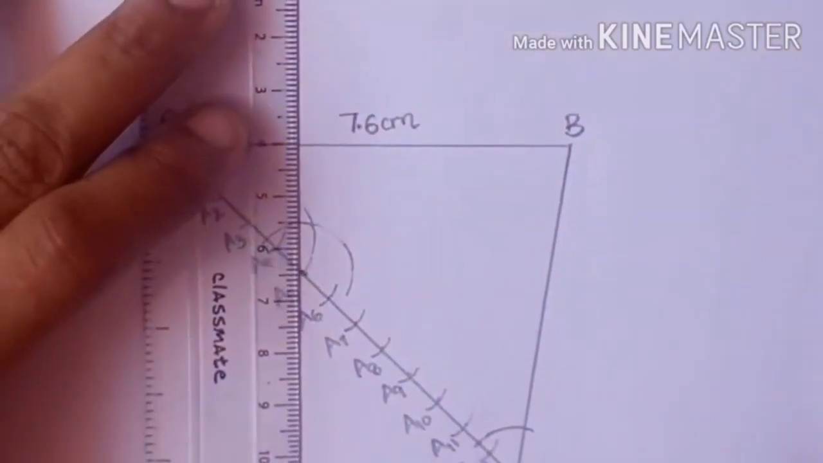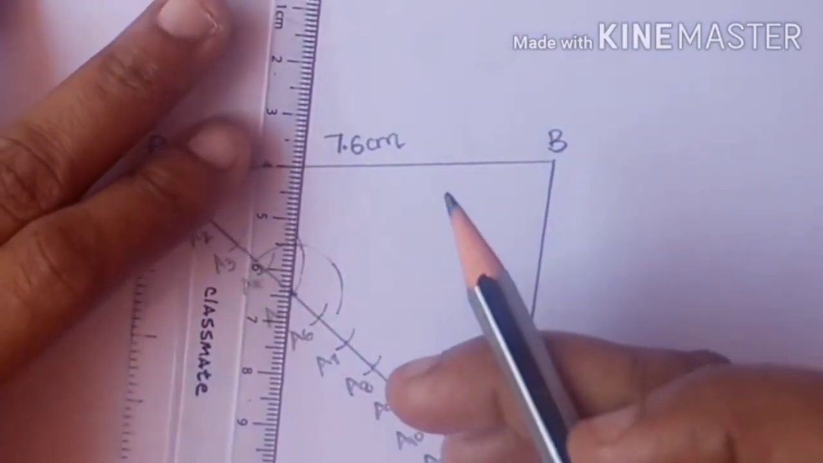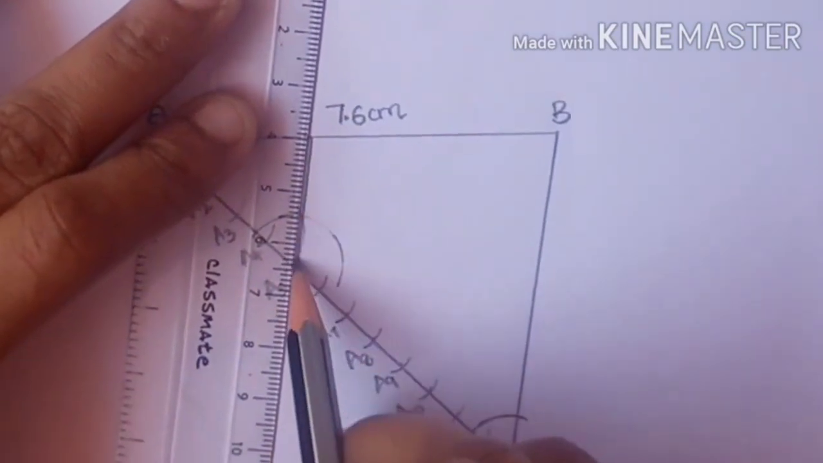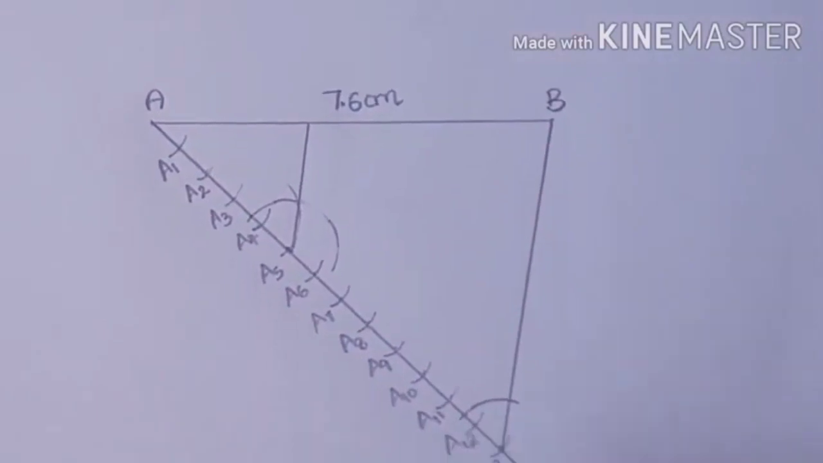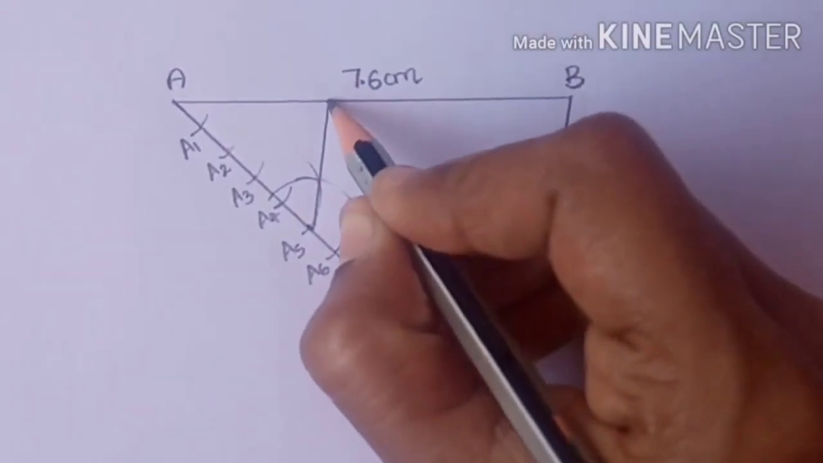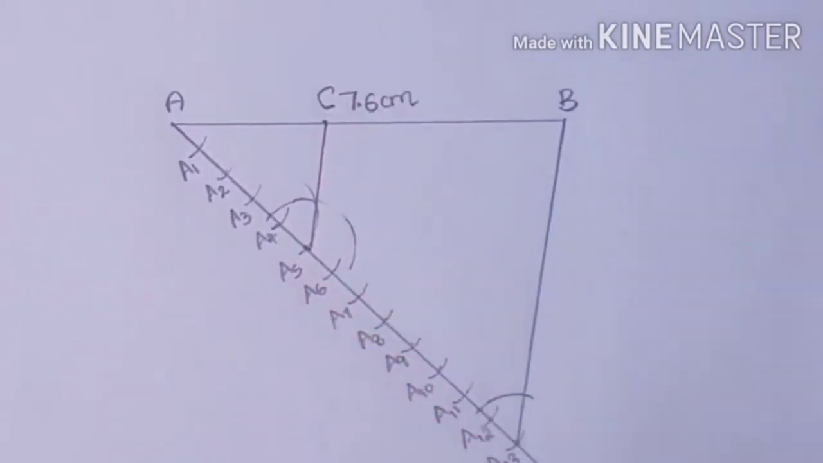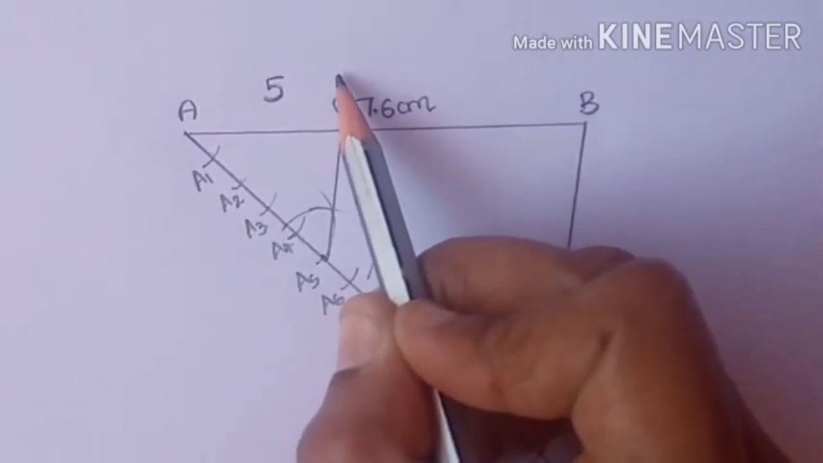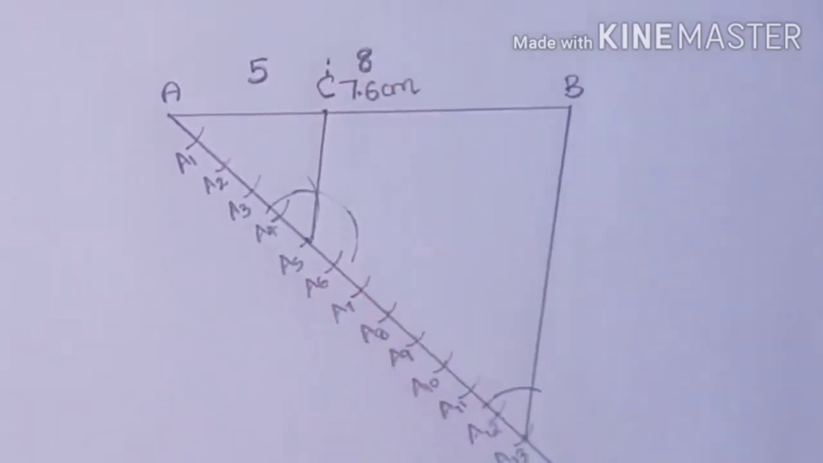Join A5 and the point of intersection of those two arcs which you have drawn previously, and the line will meet AB at C. Label the point C. So AC is to CB is 5:8.